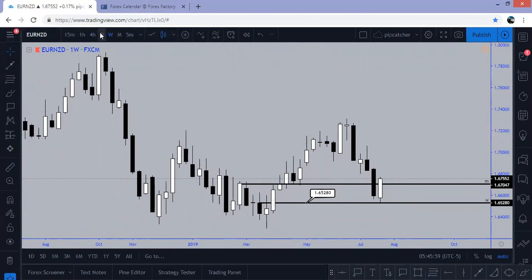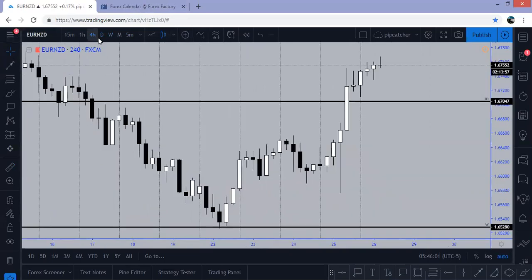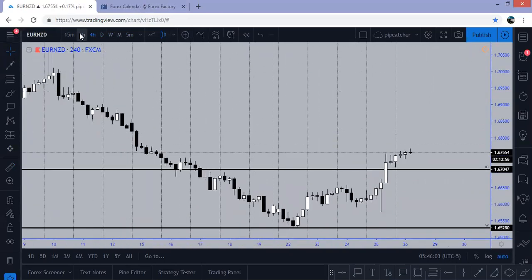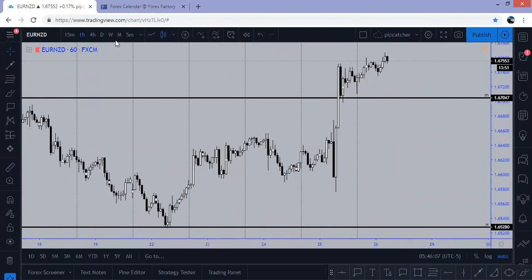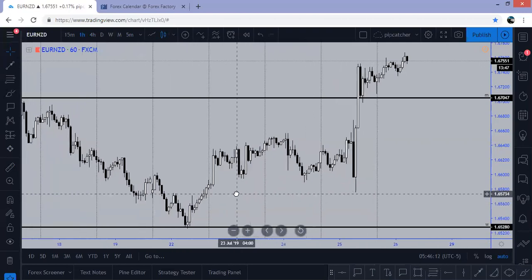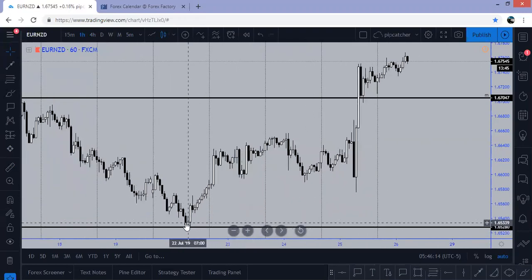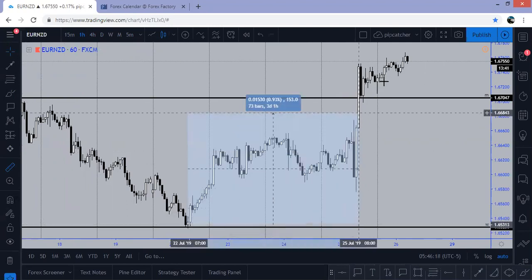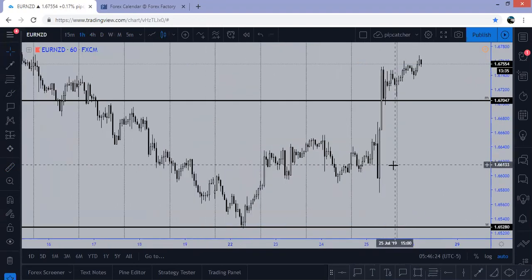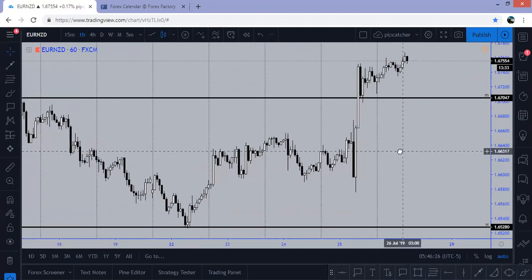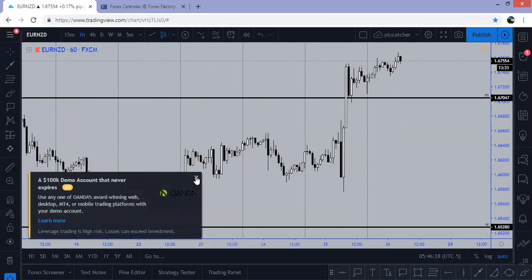So that was my quick little tutorial on how I caught EurNzd straight to the T off of a weekly order block. And like I said, we're currently up around 220 pips. And yeah, that'll be it.